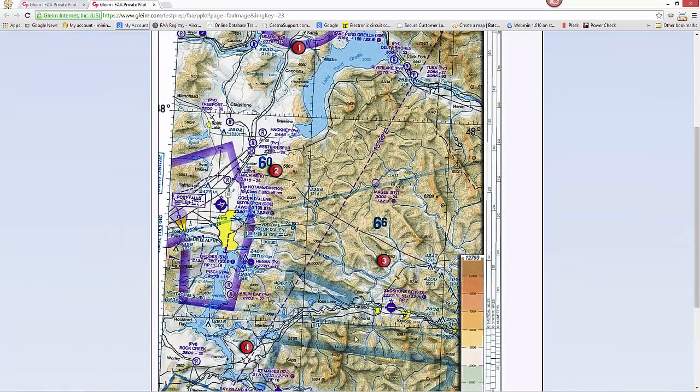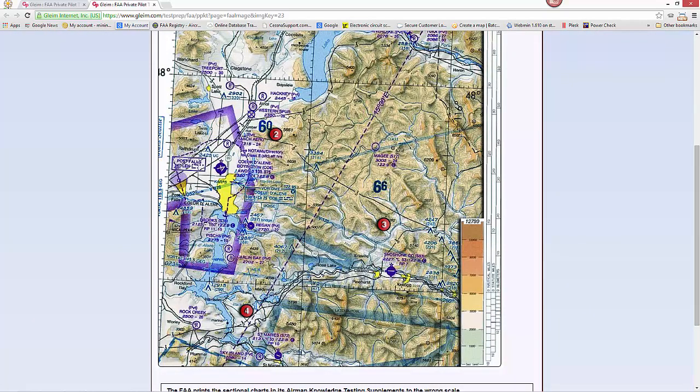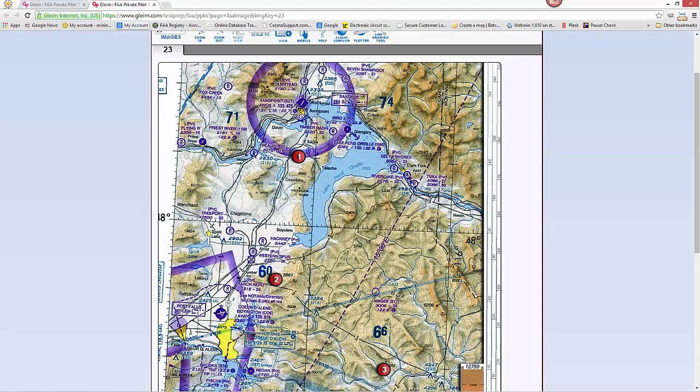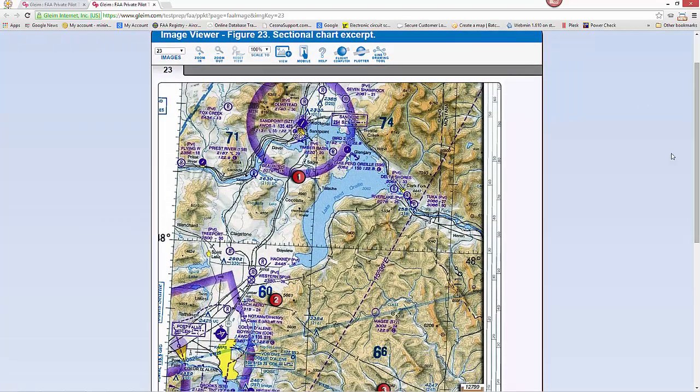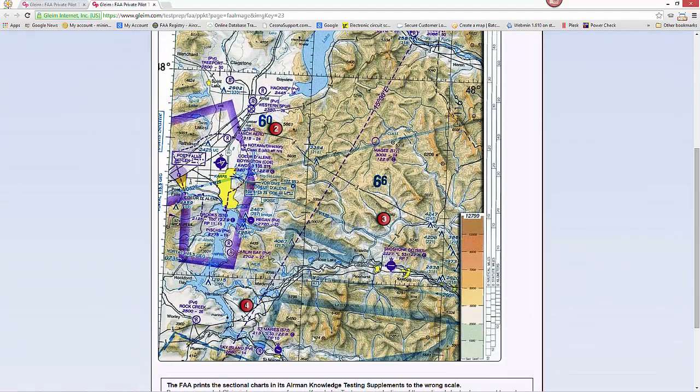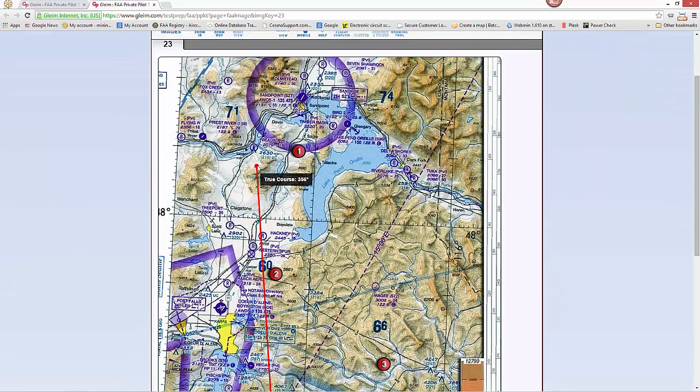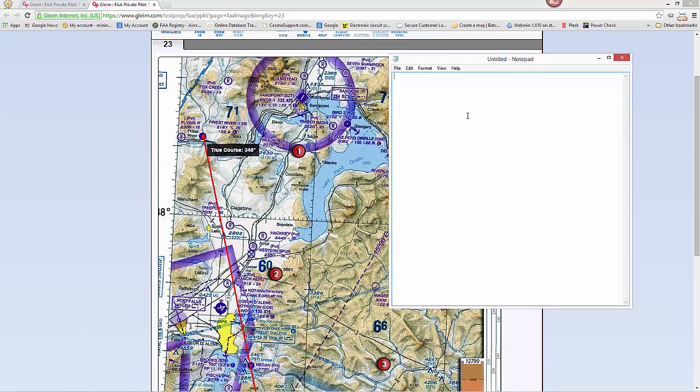And looks like we're going from a flight from Area 4 from St. Mary's to Priest River Airport in Area 1. So what we'll need to do is draw a line. So we use our plotter tool to draw a line connecting 2 points. And the flight's going to be from St. Mary's to Priest River. Now we can see the true course here is 348, so we'll want to write that down.